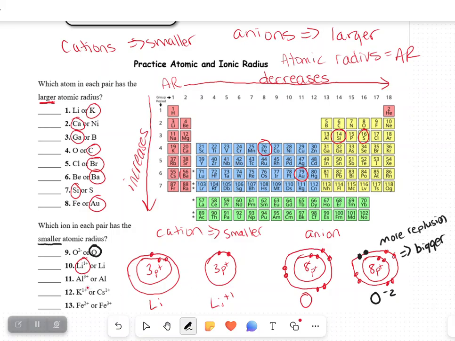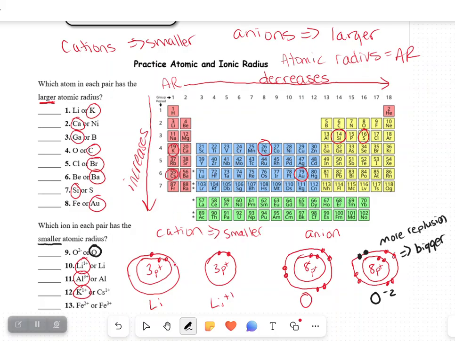All right, so let's follow that same trend with aluminum. So we have aluminum +3 or aluminum neutral. It's a cation, so it's going to be smaller. So which one is smaller? Aluminum +3. Now we have potassium +1 or cesium +1. So cesium is here, and potassium has 2 less energy levels than cesium. So which one's smaller? Potassium. It's farther up. We can use our trend in atomic radius.